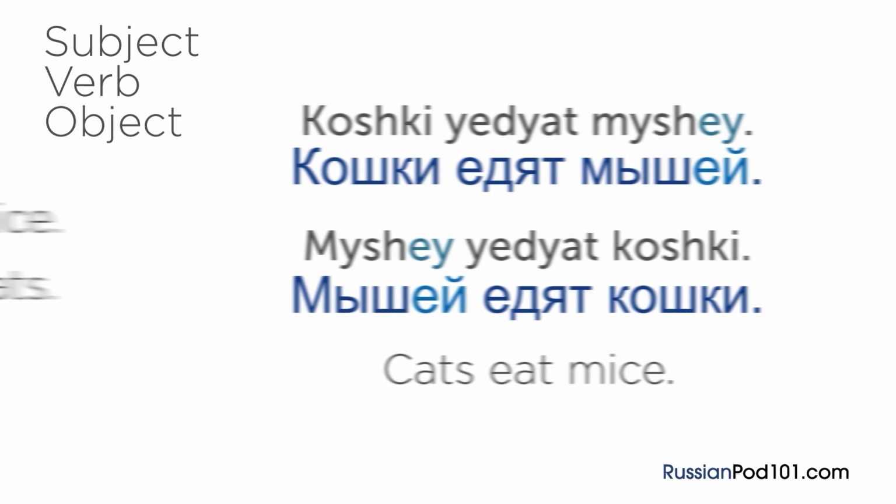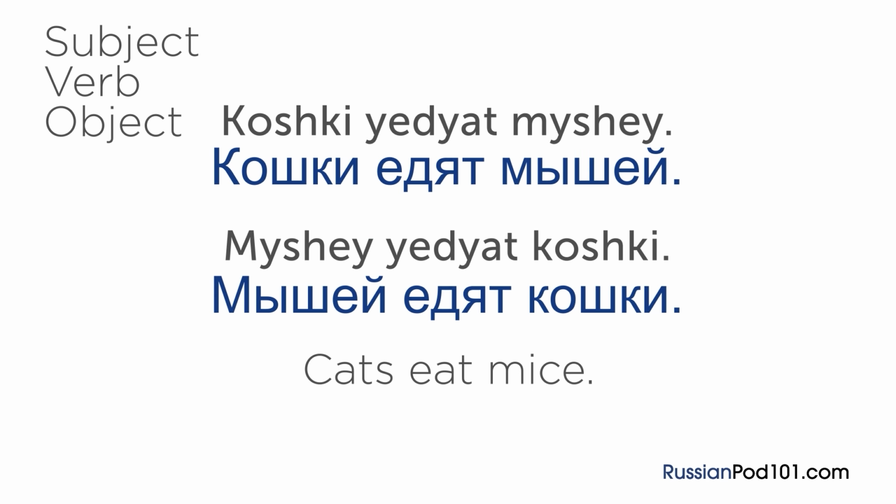word in the sentence. In this example, we use the word ending "ей" in мышей to indicate that mice is the object of the sentence. And so we can move it around anywhere in the sentence and it still be the object.